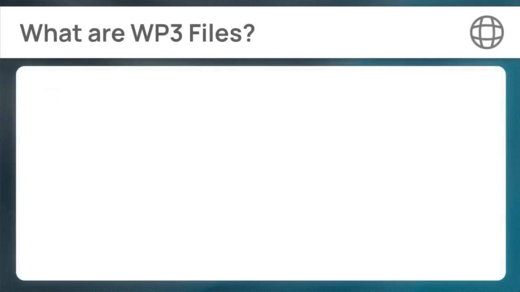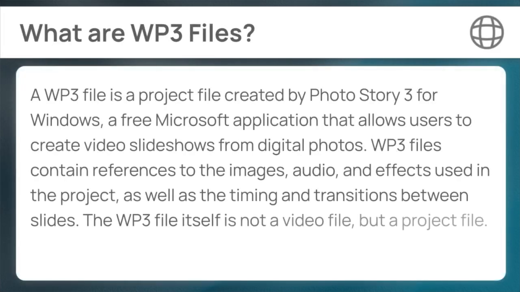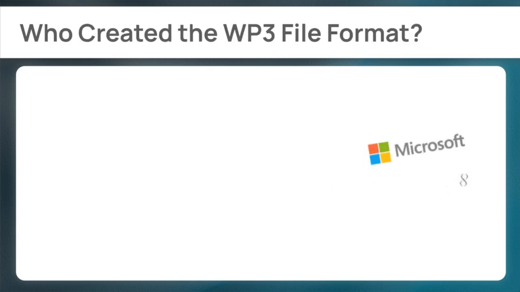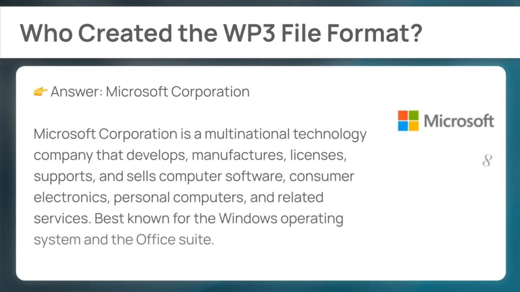A WP3 file is a project file created by Photo Story 3 for Windows, a free Microsoft application that allows users to create video slideshows from digital photos. WP3 files contain references to the images, audio, and effects used in the project, as well as the timing and transitions between slides. The WP3 file itself is not a video file, but a project file.